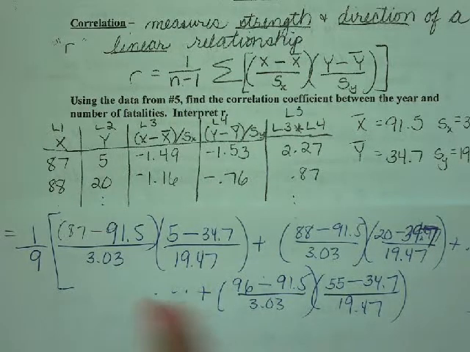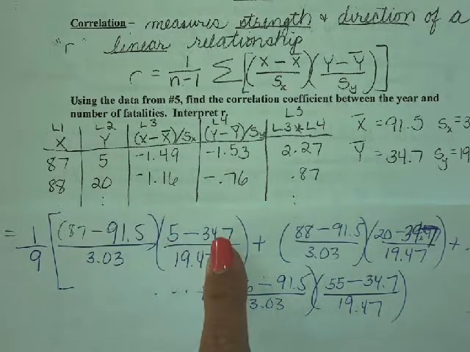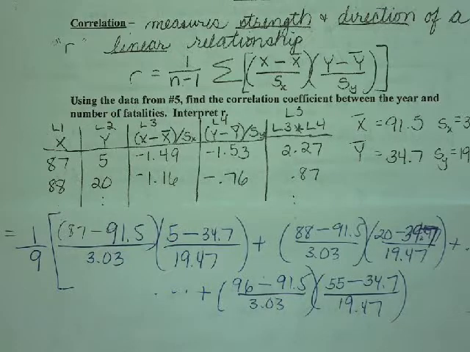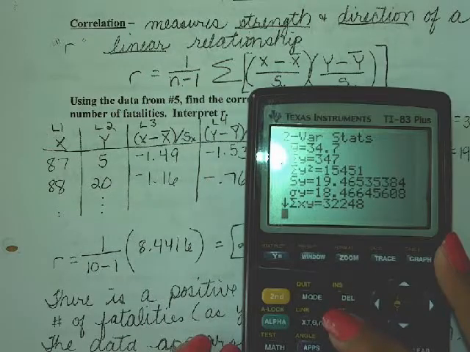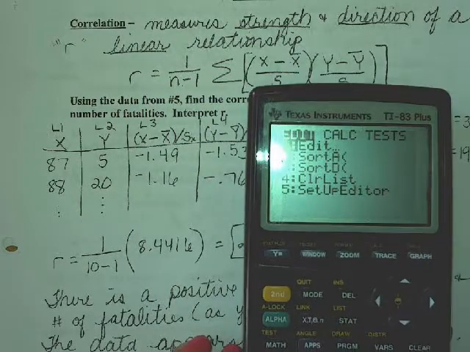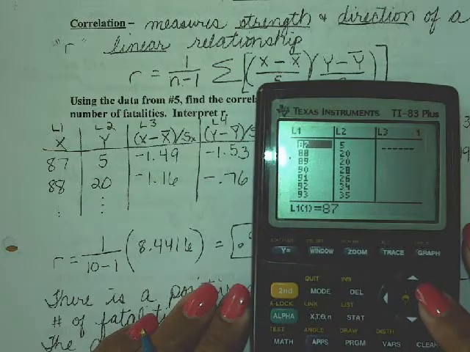Now this is pretty cumbersome to calculate all these out. We could find this product, write it down, and store it, and so on, but we're going to utilize our calculator. So let's look at how we do that on our calculator. I have all the data in here as list 1 and list 2.